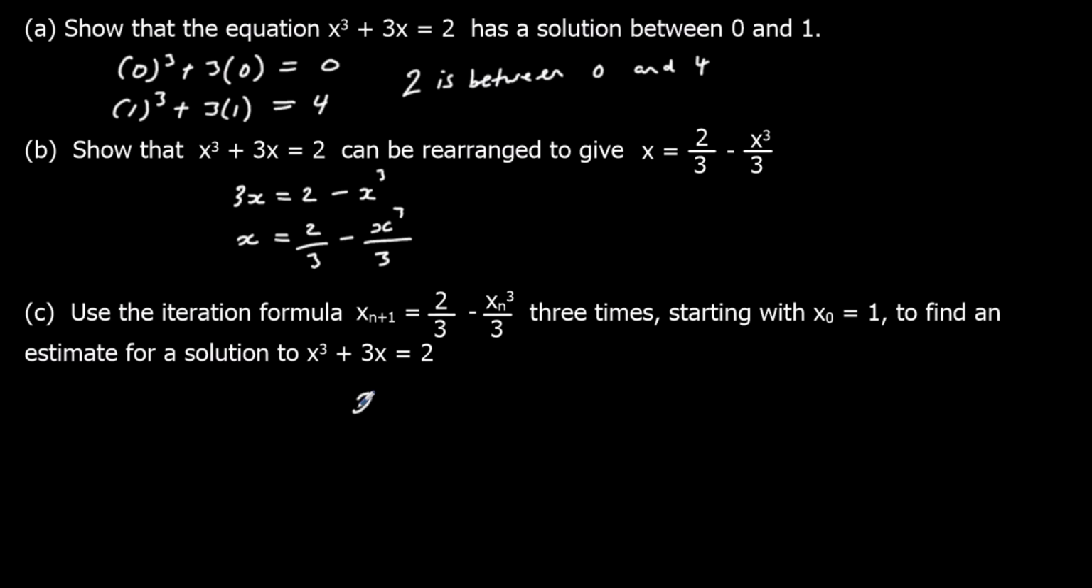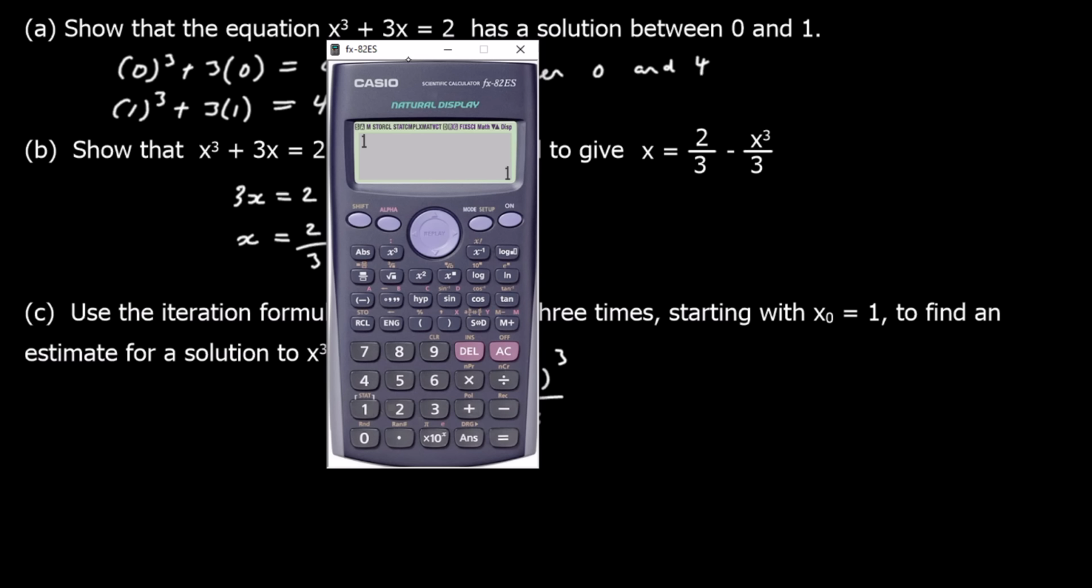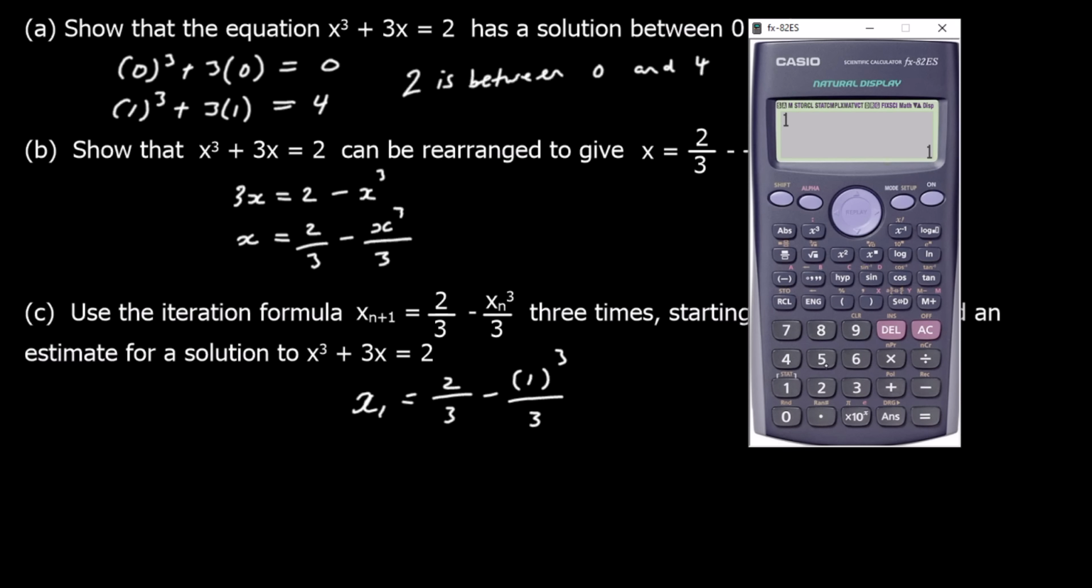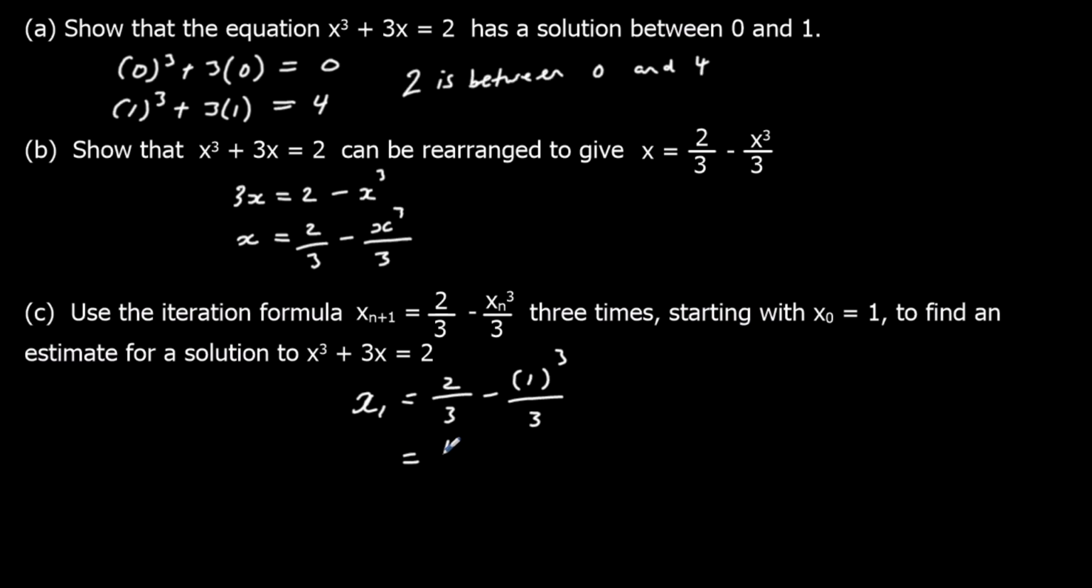So x1 is going to be 2/3 minus 1 cubed over 3. And we're going to use the calculator. We'll use the ANS button, so make sure 1's down as the answer. And then we'll just type it in. So 2 over 3 minus the answer cubed over 3. So we've got 1/3 as our first one. So x1 is 1/3.